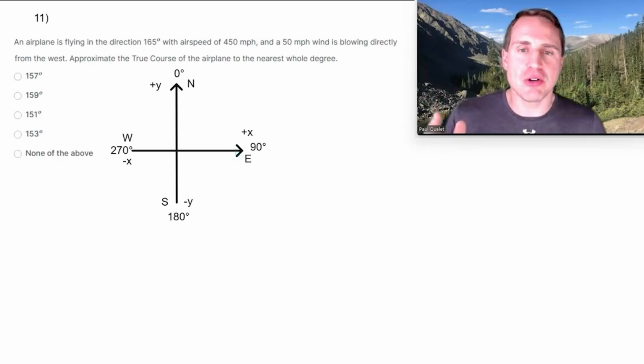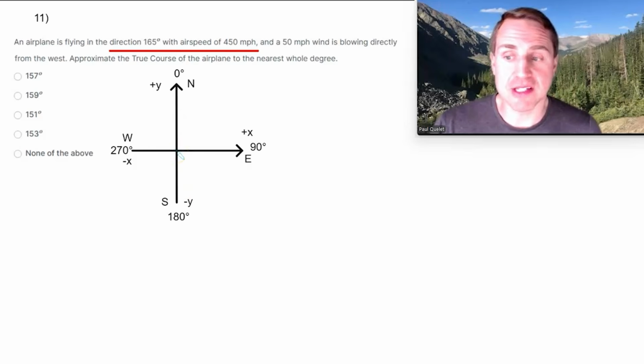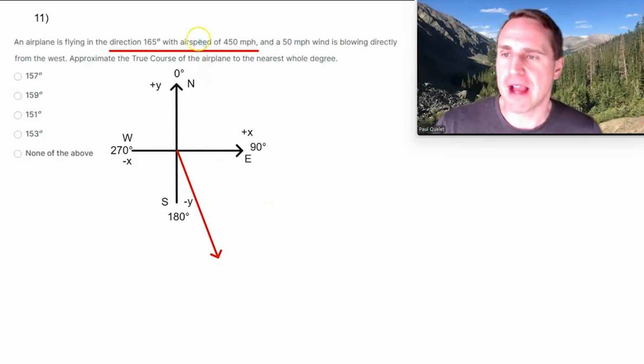Now let's get into drawing some vectors for the airplane's airspeed and then also for that wind. Okay, so for the airplane, the direction is 165 degrees with an airspeed of 450 miles per hour. So let's do a nice long vector in the direction of 165. So that's mostly towards the south, but just a little bit east. So you might call it south, southeast. So maybe something like this. So let's have this represent our airplane vector.